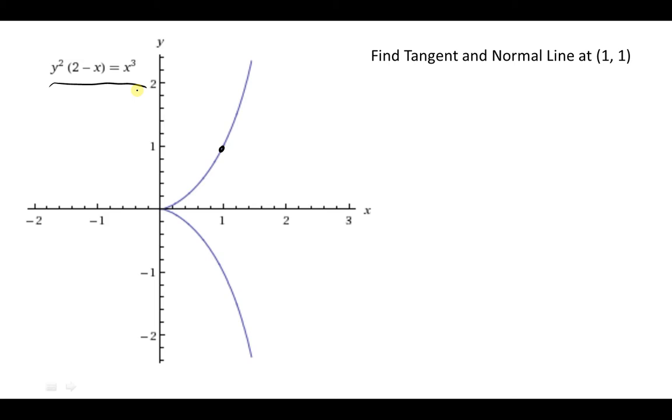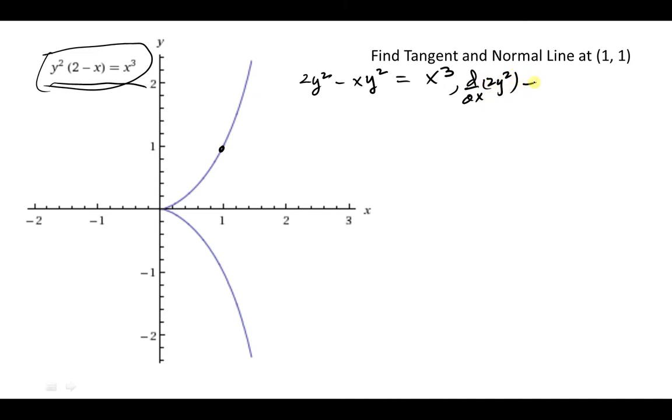Okay, the first thing we're going to do is distribute the y squared, and we're going to get the equation 2y squared minus xy squared equals x cubed. And now we're going to take d/dx of both sides. So d/dx of 2y squared minus d/dx of xy squared equals d/dx of x cubed.